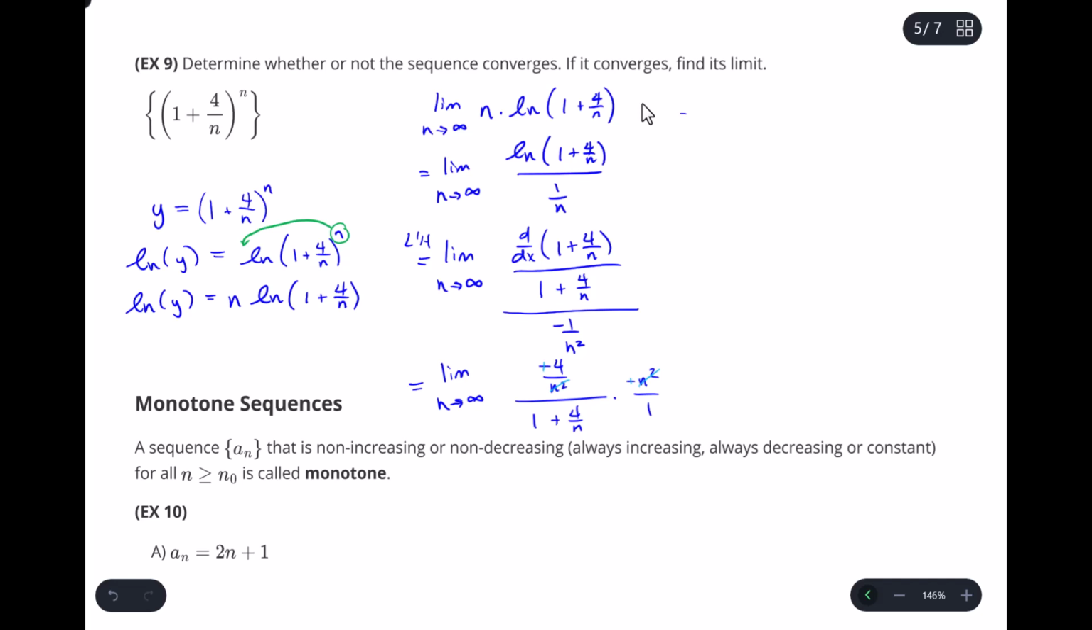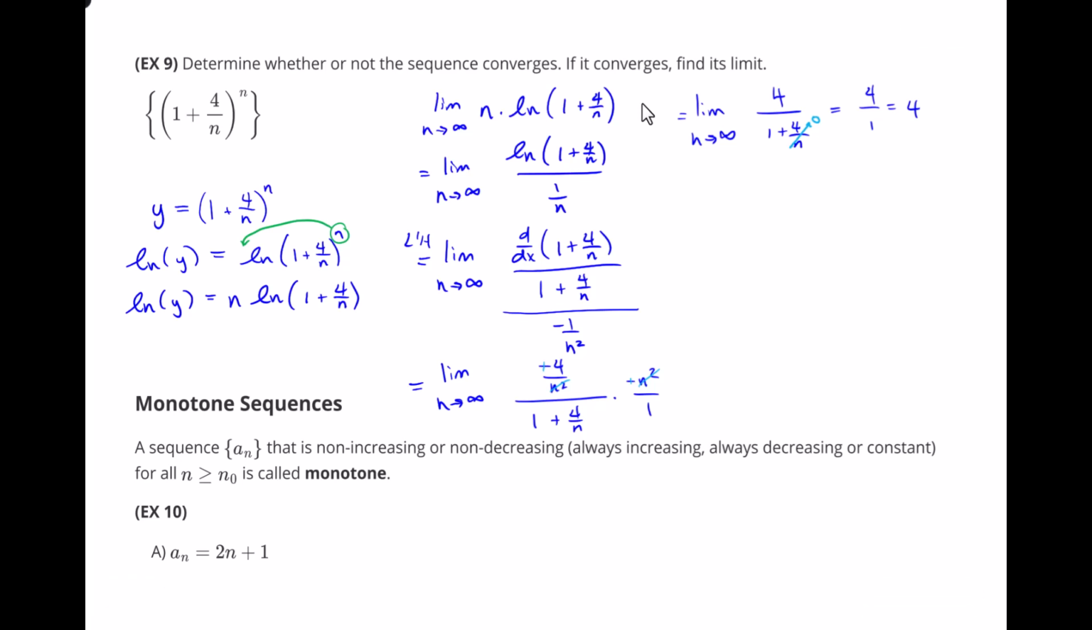The negatives are going to cancel, and so will the n squareds. So I now have the limit as n goes to infinity of 4 over 1 plus 4 over n, which means as n goes to infinity, 4 over n goes to 0, so just this part right here goes to 0. So this limit will evaluate to 4 over 1 plus 0, or just 4. Okay, so that's a result. It's not the final answer, but it's getting closer to what we want.